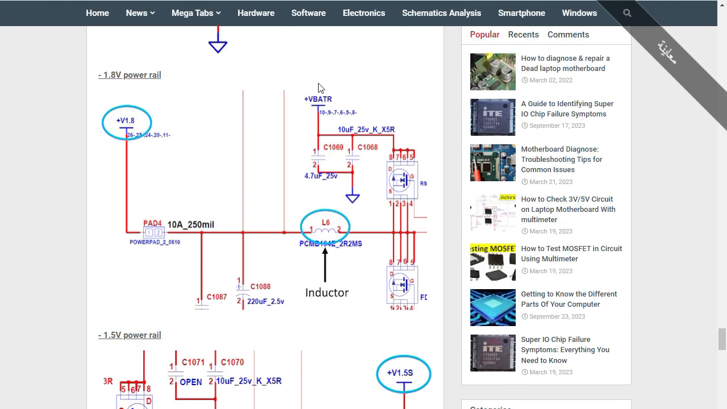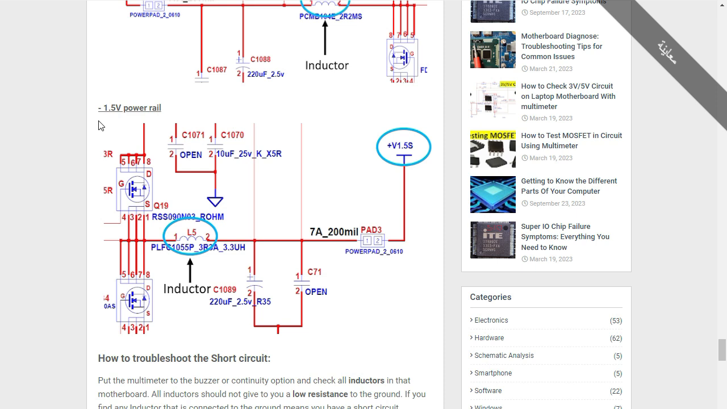Okay, good. So for VBAT, here you will always find 19 volts that will be applied to these MOSFETs, and after receiving the control signals, here we have the gate, and here we have the drain and source. After receiving the control signal, we will get 1.8 volts here. Okay, for the 1.5 power rail, as you can see, the inductor is also connected directly to, or exists in, the power rail path.